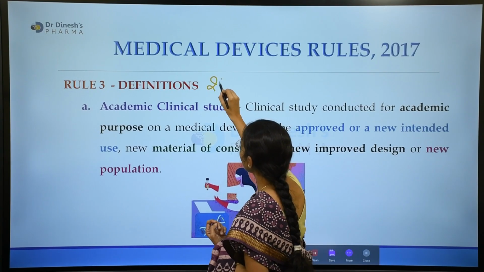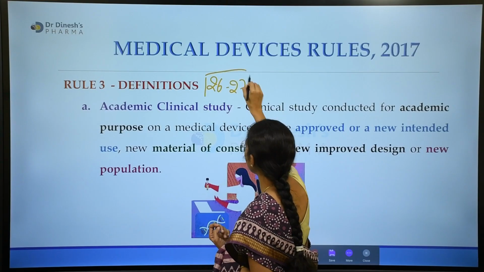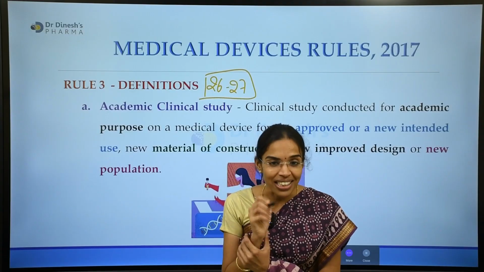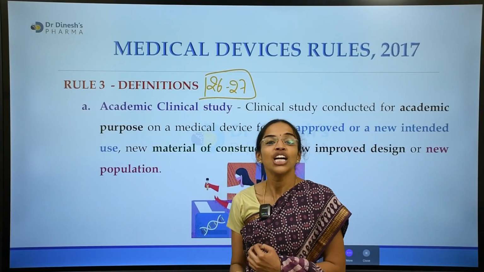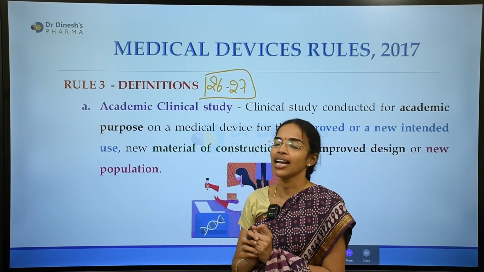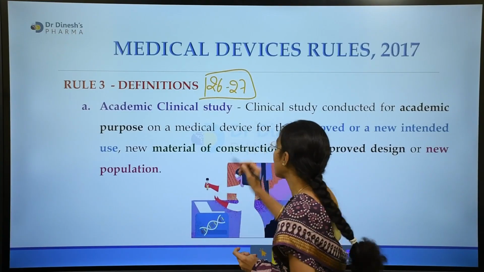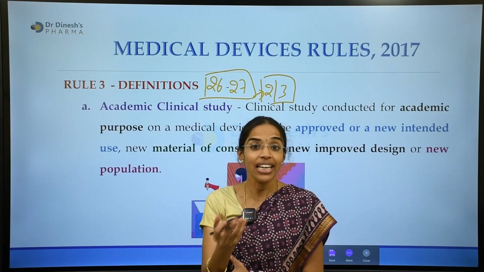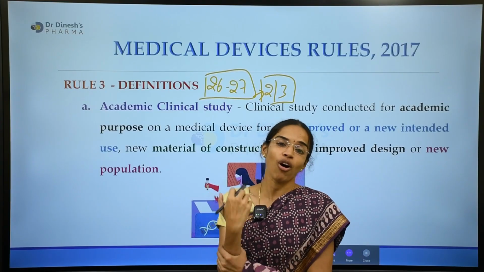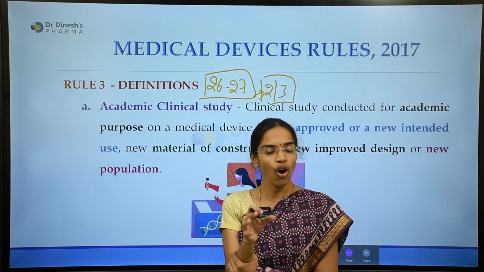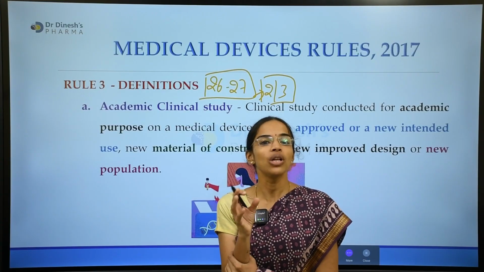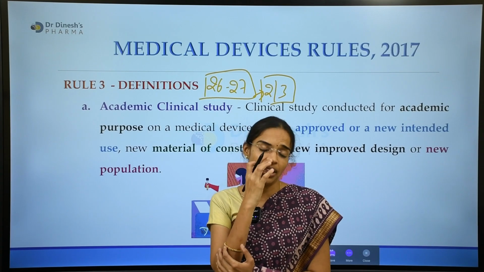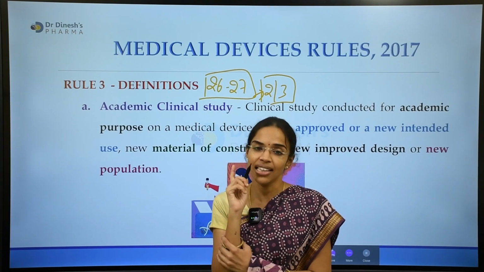So totally there are 26 to 27 definitions under Rule 3. It seems like only Rule 3, but this rule and its definitions cover 26 to 27 definitions, and most probably 2 to 3 questions are probable. We can expect approximately 2 to 3 questions from all the definitions of MDR 2017 Rule 3 in the examination.